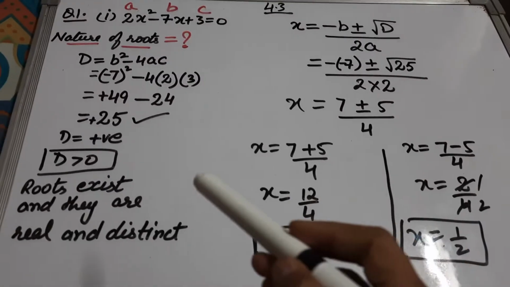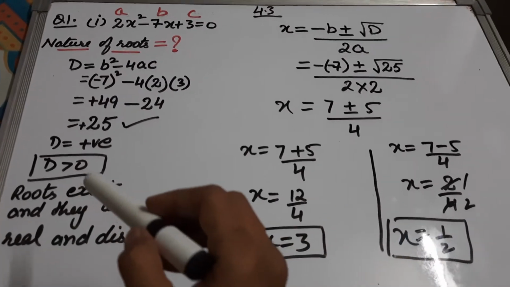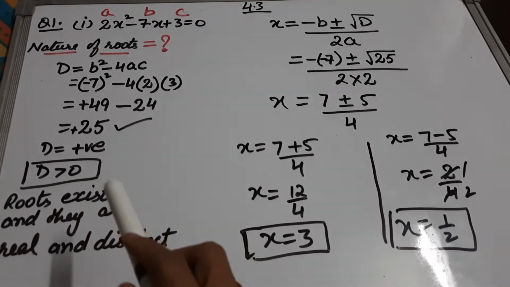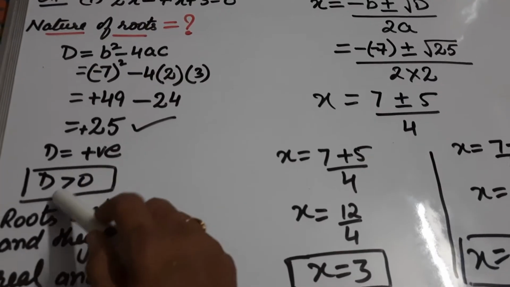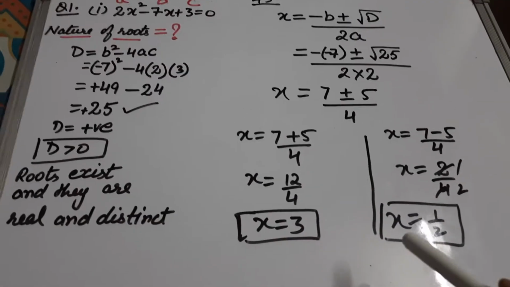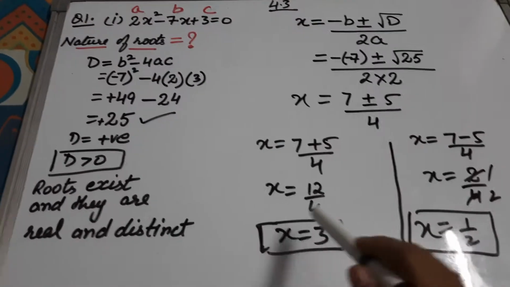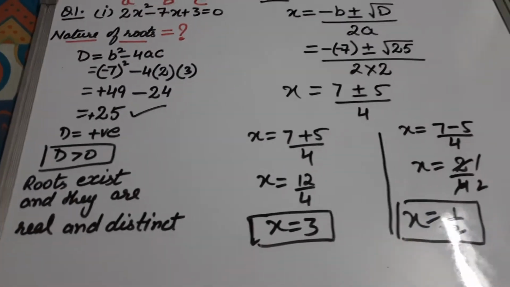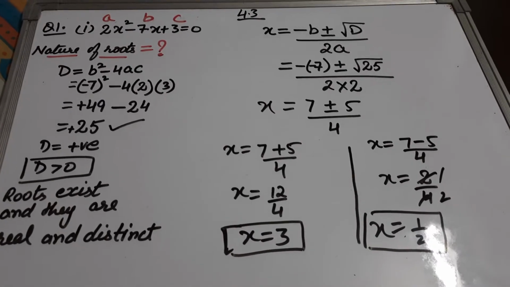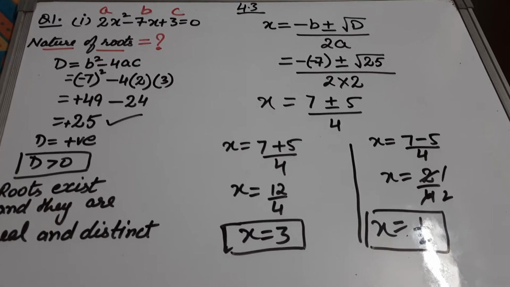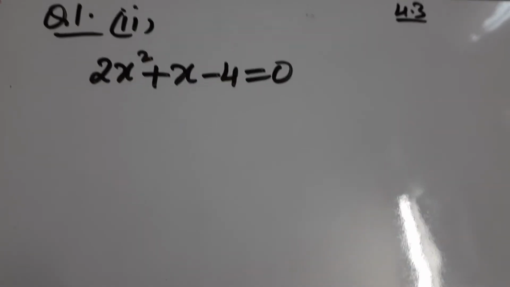But only if the roots exist, and I told you roots will exist in two cases. If D is positive, means greater than 0 or equal to 0, that's it. Then only we will apply the formula, otherwise we'll leave the question here only. Okay, so let us do the second part now.